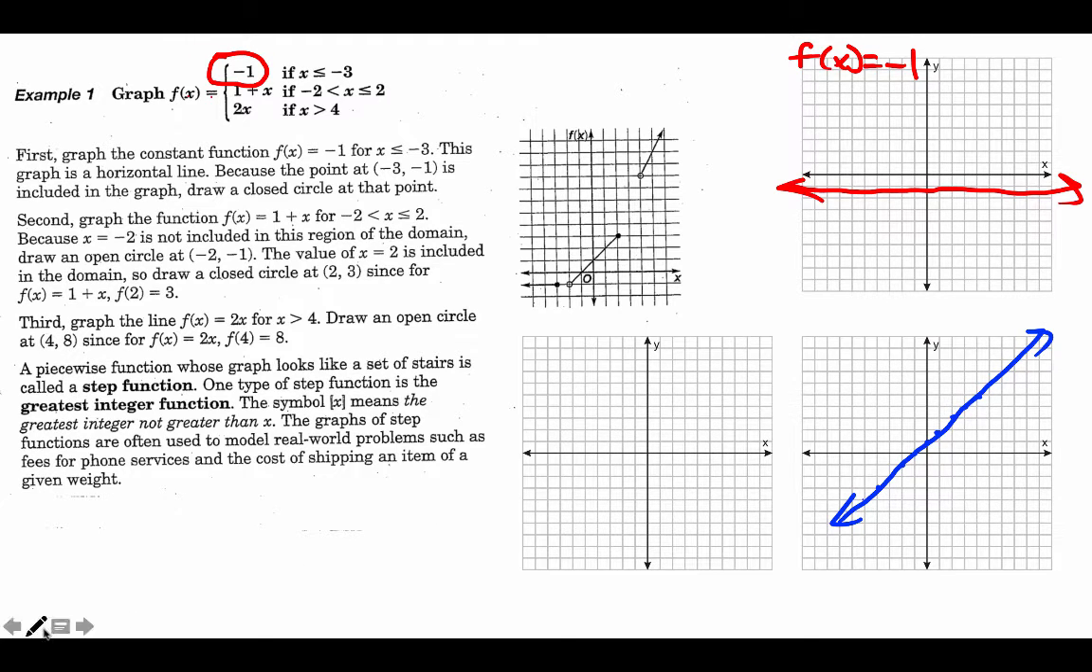And then lastly, I want to graph 2x, which looks like this, goes through the origin, and has a slope of 2, up 2, right 1. So graphing all three of these, this is y equals 2x, this one was y equals x plus 1. Graphing all of those separately really isn't that big of a deal.